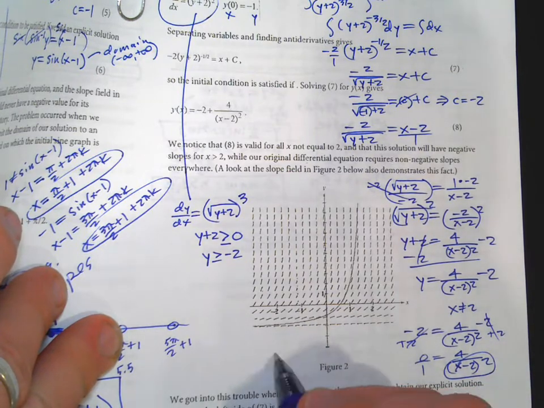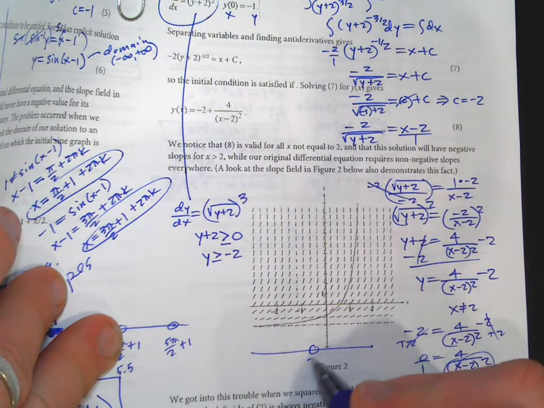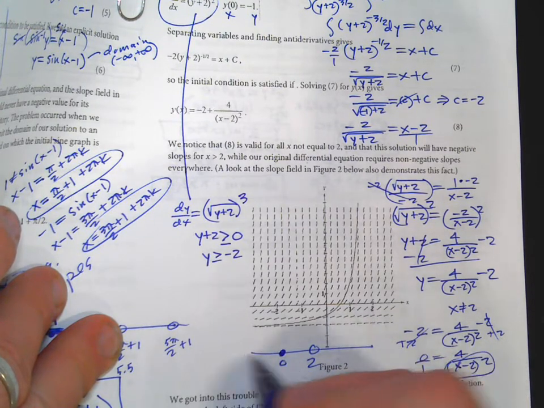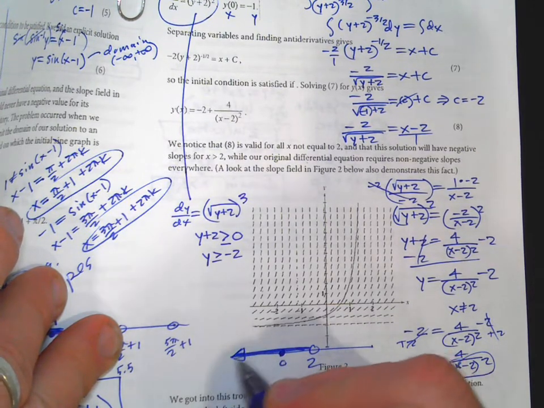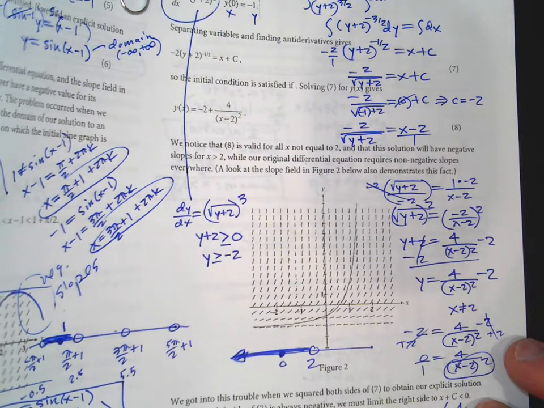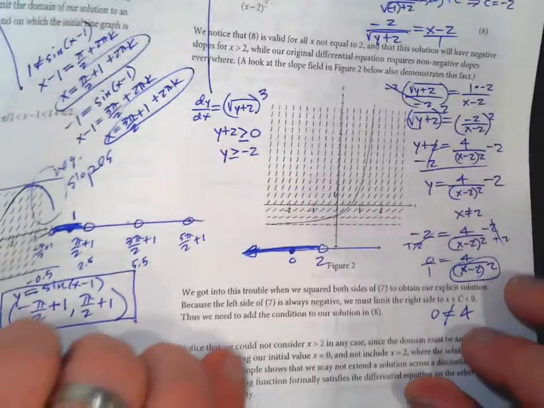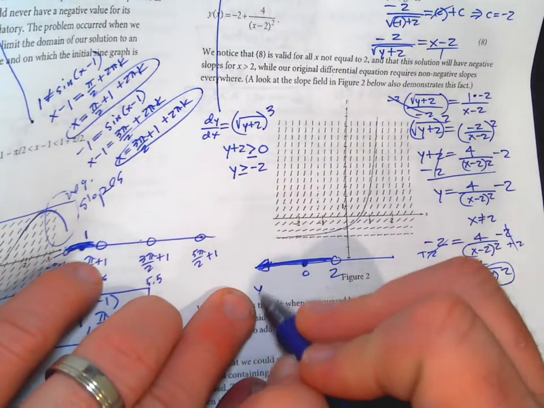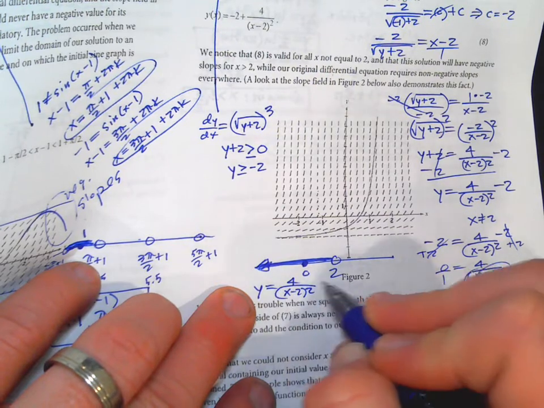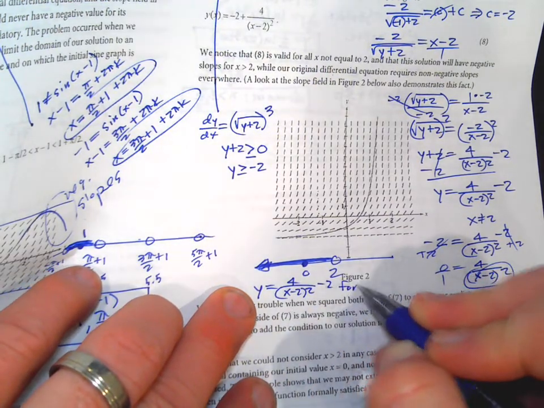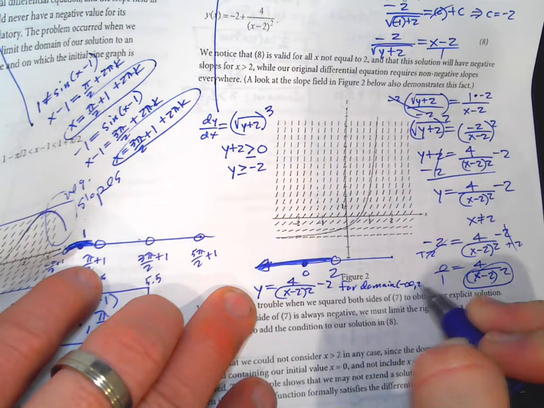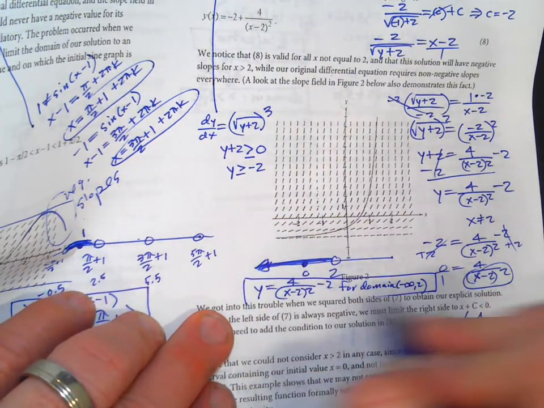So I'm going to do a line check with this 2 value here, put an open dot. Our initial condition is at 0. And so that's going to be our domain. So our final answer is y equals 4 over x minus 2 squared minus 2 for the domain negative infinity to 2. That's our final answer.